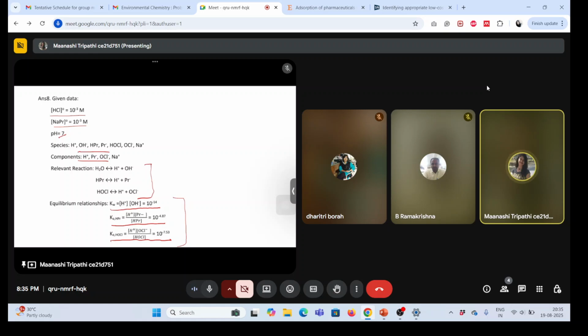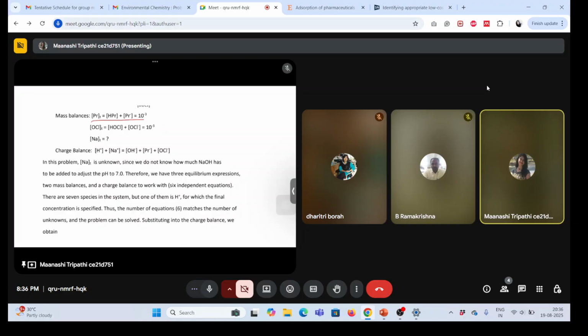So now, putting the mass balance equations of OCl total and H total, and we need to calculate Na total in order to get NaOH, right? And we are putting the charge balance also, because in all the problems that we have solved till now, charge balance was not involved, but here we have to involve it. And I have written the result.